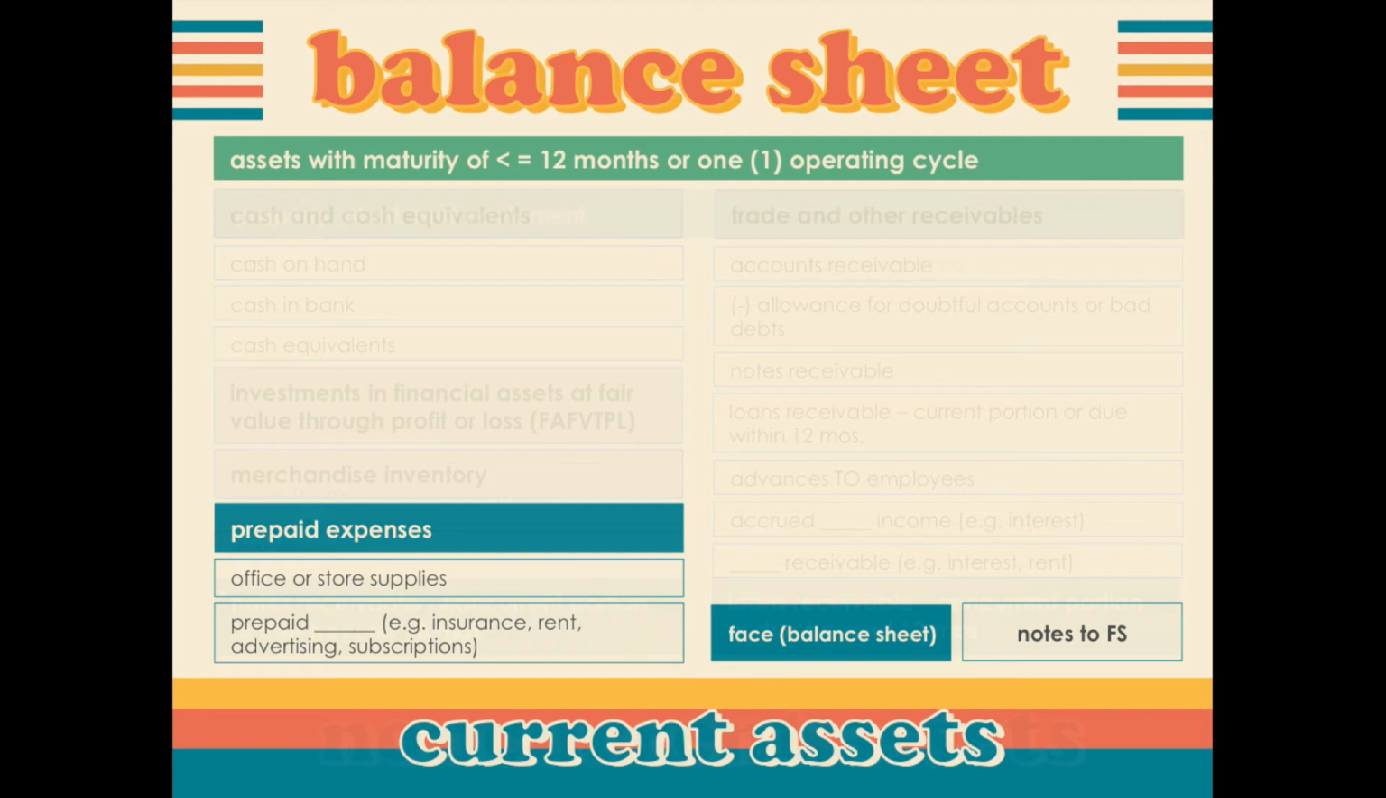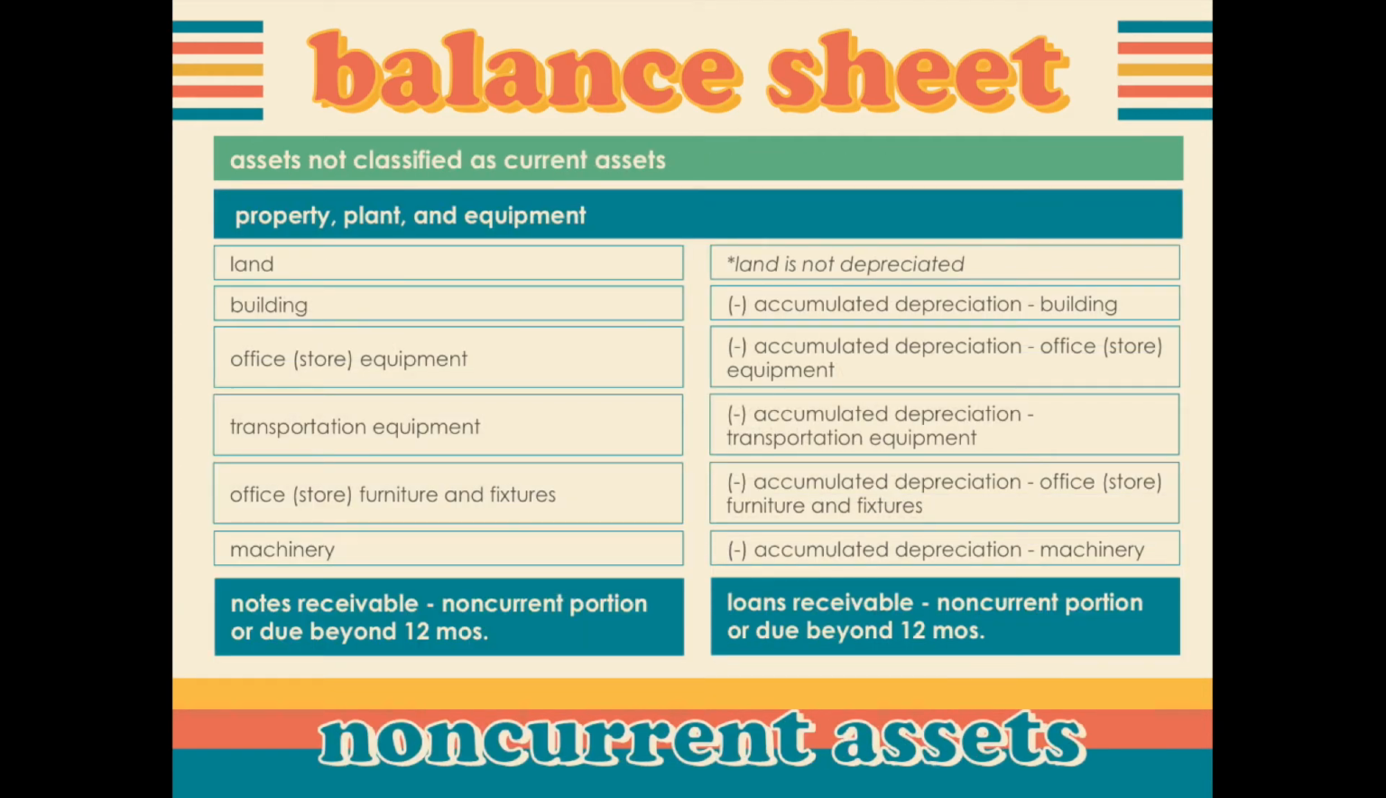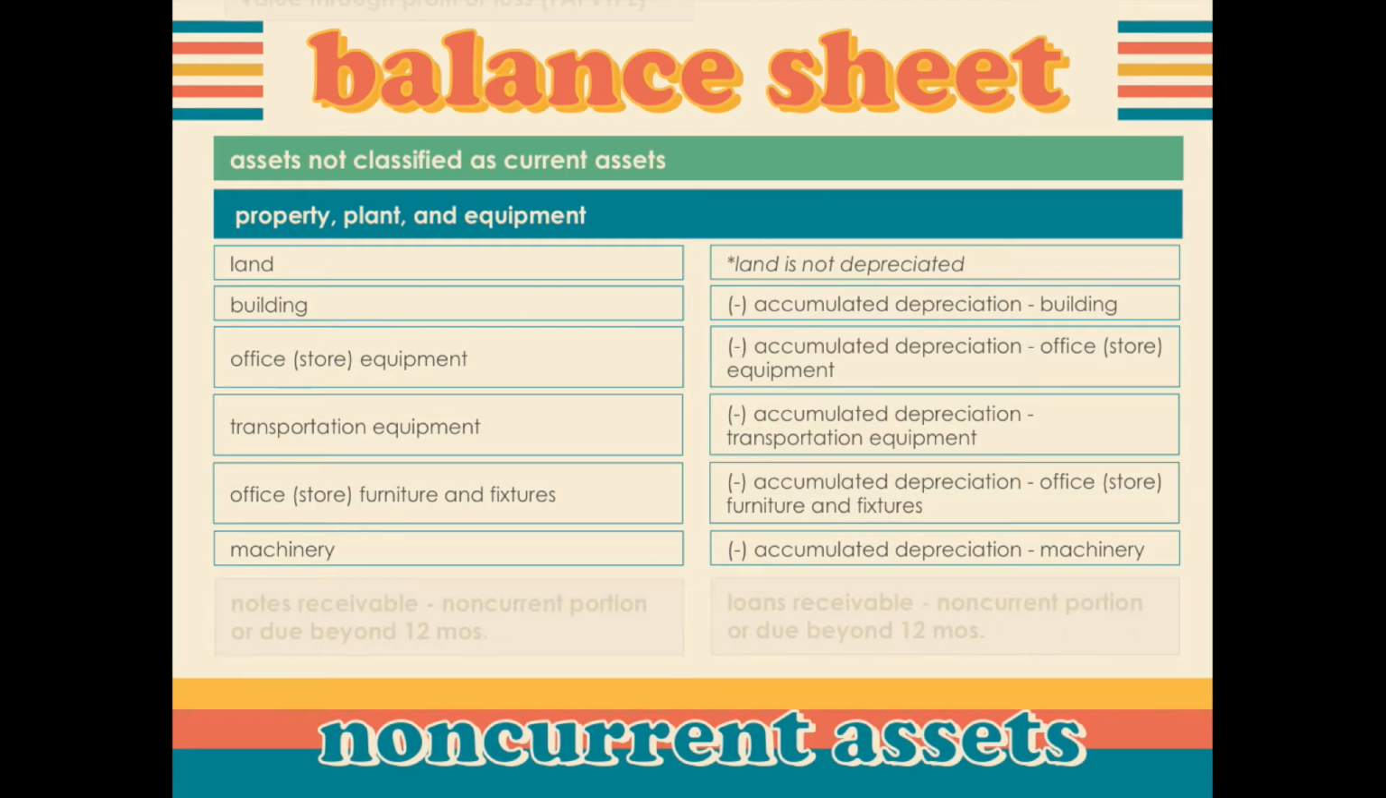Now we have the property, plant, and equipment, or PPE for short. PPE is further subdivided into account names, which is specific for each type. Land and building are quite self-explanatory, and I won't go into details anymore. Office or store equipment would include computers, printers, fax machines, and so on. If these are used in the office, they are called office equipment, and if they are used in the store, they are called store equipment.